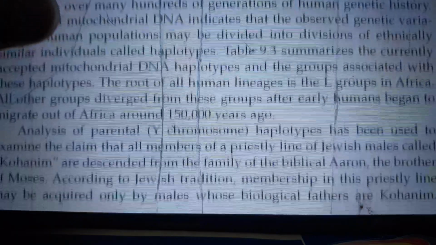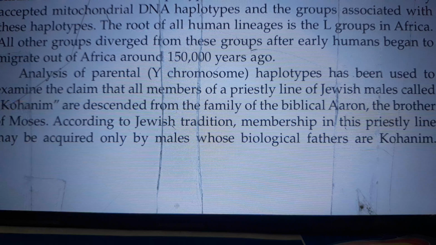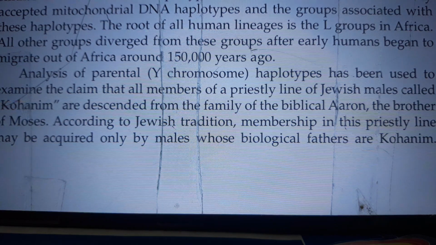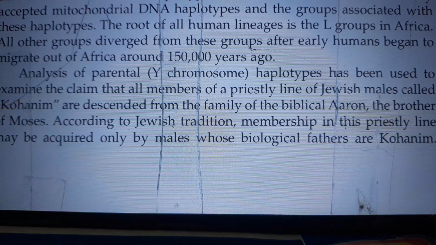Table 9.3 summarizes the currently accepted mitochondrial DNA haplotypes and the groups associated with these haplotypes. The root of all human lineages is the L groups in Africa. All other groups diverged from these groups after early human beings began to migrate out of Africa around 150,000 years ago.